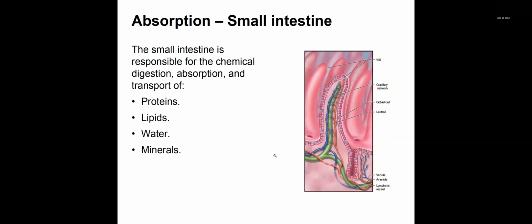When we look at absorption, the small intestine is the primary location for not only chemical digestion but absorption, primarily through the villi and microvilli, which are responsible for increasing surface area. When you increase surface area, you have the highest probability of transporting biologic molecules like proteins, lipids, and water, as well as minerals.